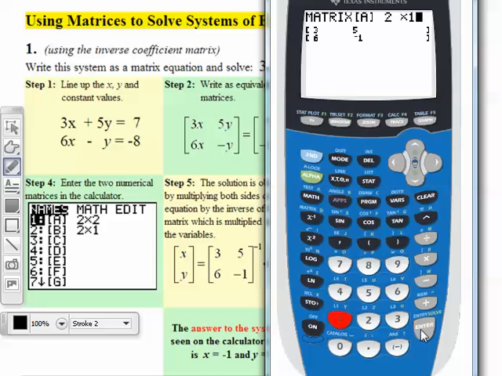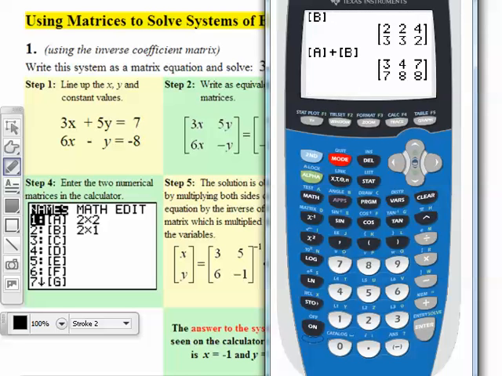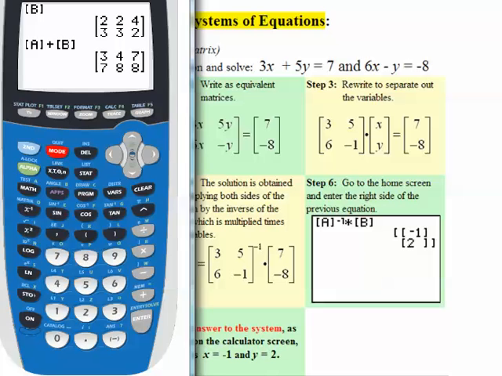Why do I get 2 by 1? Well, it's 2 rows, 1 column. And the values that go in here are the values that are at the end here, right? 7 and -8. So 7 and -8. Thank you. And hit enter. Now, I've got those values in my calculator. Second quit. I've got them in there as the A and the B, right?